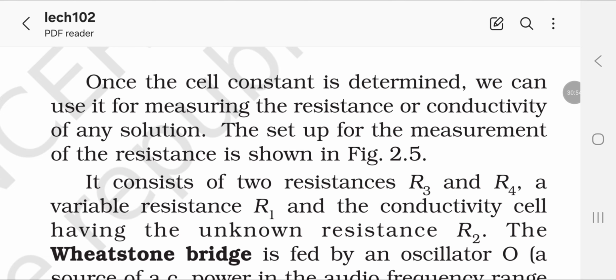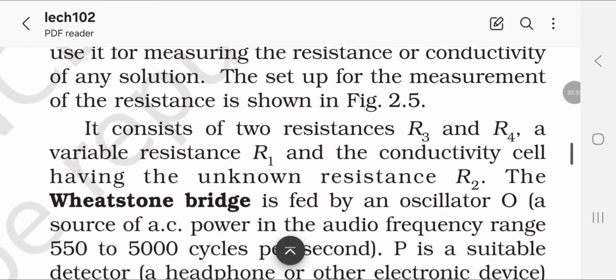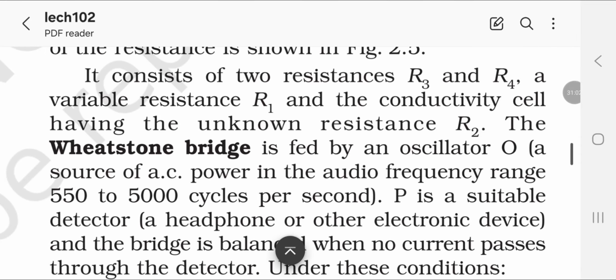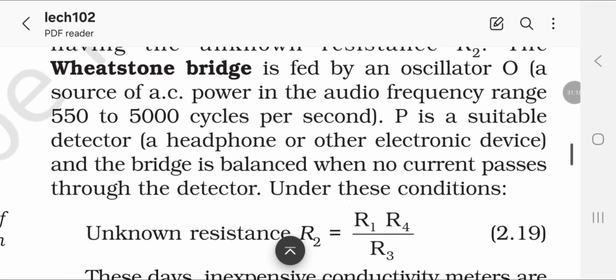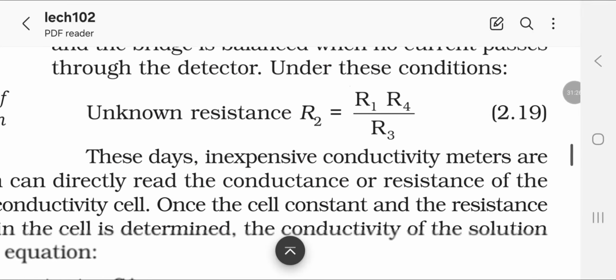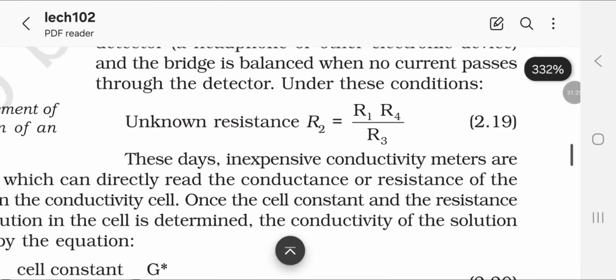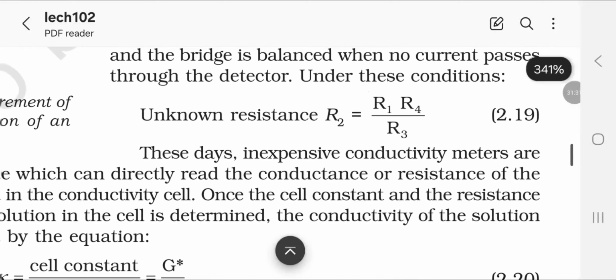The setup for the measurement of the resistance is shown in figure 2.5. It consists of two resistances R3 and R4, a variable resistance R1, and the conductivity cell having the unknown resistance R2. The Wheatstone bridge is fed by an oscillator or source of AC power in the audio frequency range. P is a suitable detector, a headphone or other electronic device, and the bridge is balanced when no current passes through the detector. Under these conditions, the unknown resistance R2 = R1 × R4/R3.